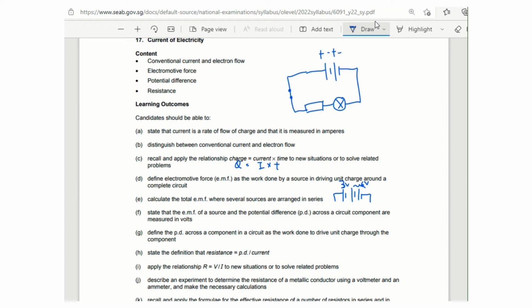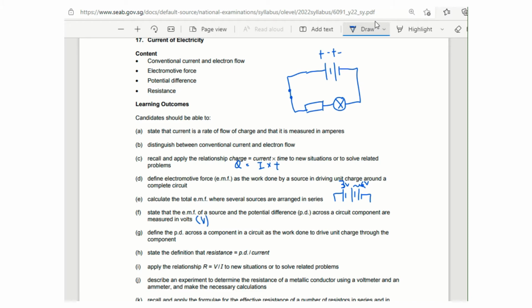In part F, you need to be able to state that the e.m.f of a source and the potential difference across circuit components are measured in volts. So basically, you need to know that the unit for e.m.f and potential difference is volts.